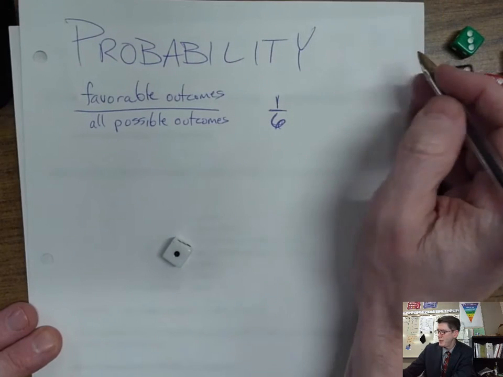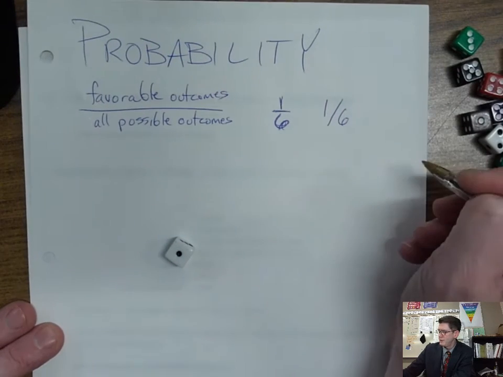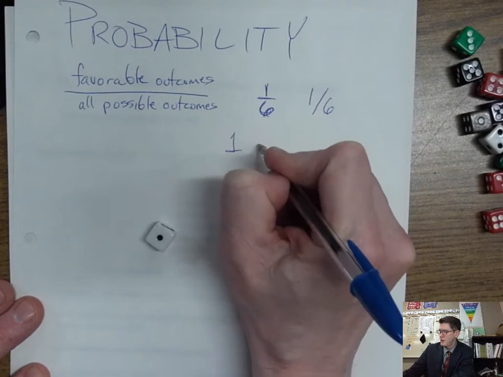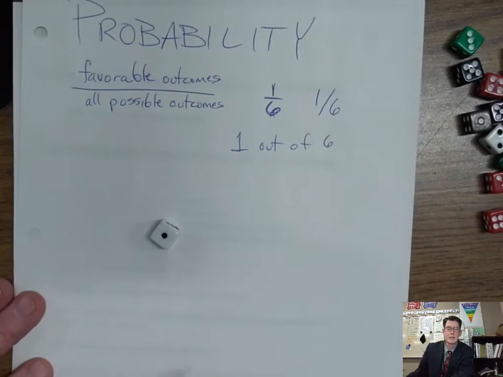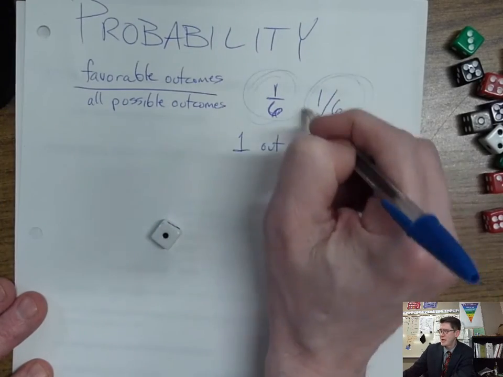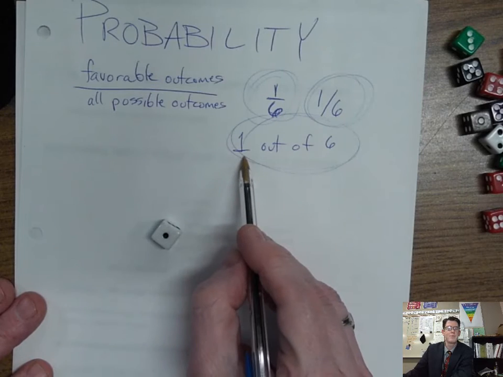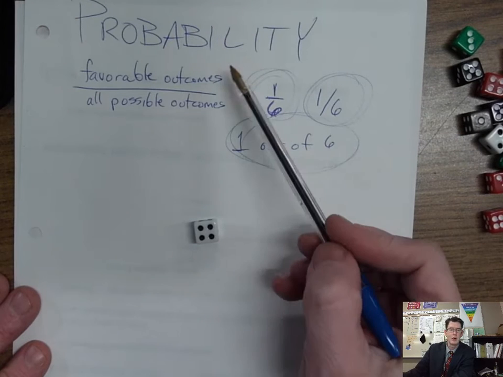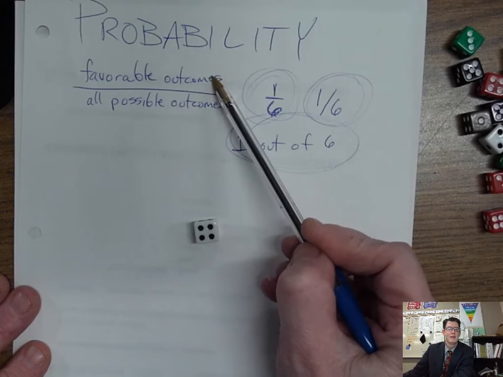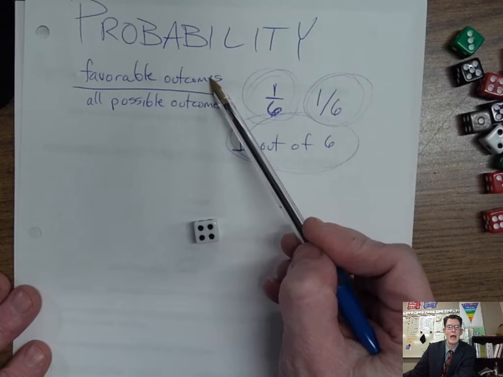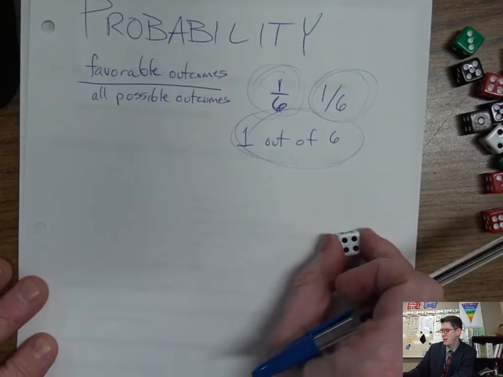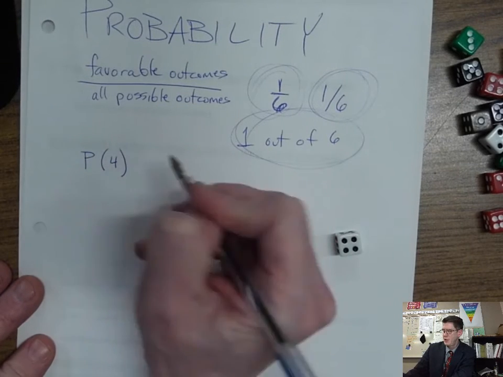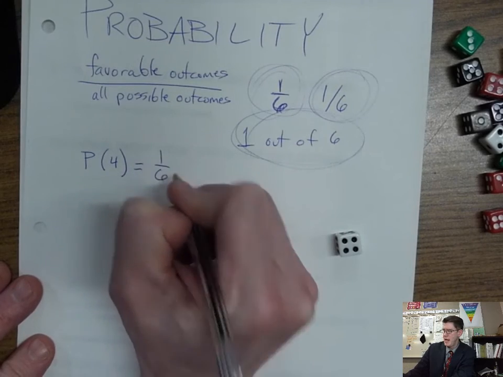And sometimes you might see it written as 1 divided by 6, same thing as this, just the divided sign is written differently. Or you might see it written like this, 1 out of 6. All of those three items are saying the same thing. There's one possible way out of 6 possibilities for that 4 to occur. But as we write it as a fraction, the numerator is the favorable outcomes, what we're asking about, and the denominator is all possible outcomes. So here's how it's written. The probability of rolling a 4 is 1 out of 6.